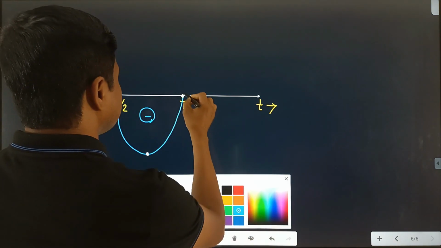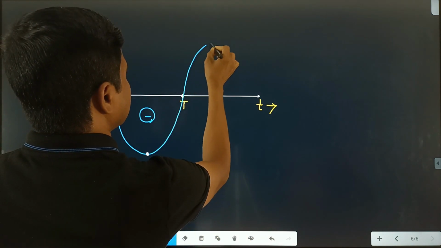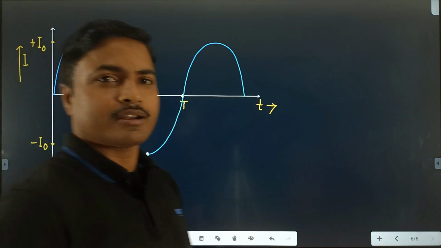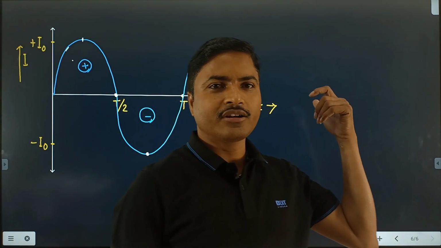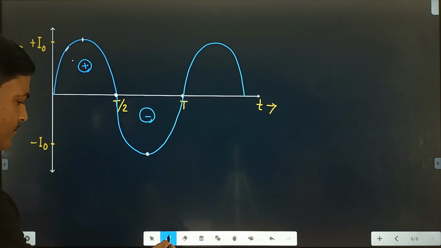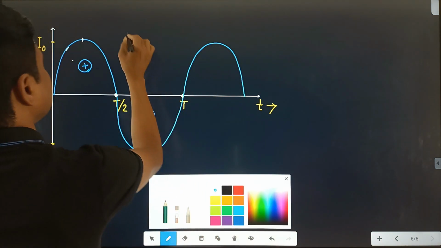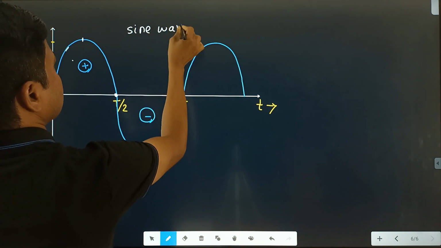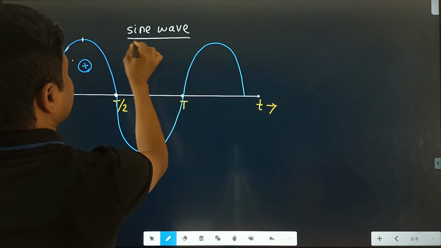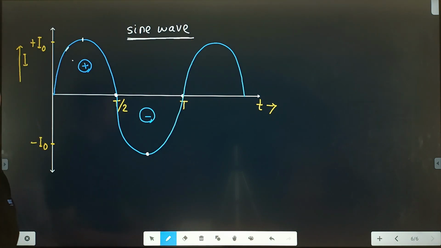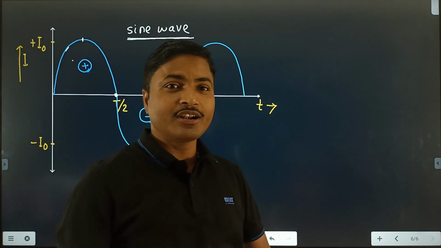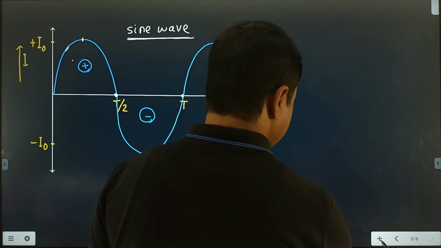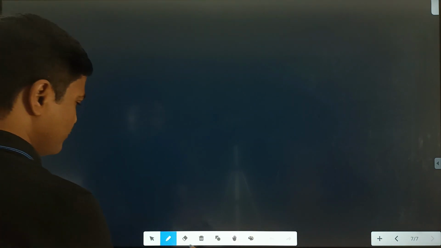Again this is the waveform, clear? And this is your alternating current. This type of waveform looks like a sine wave, clear? And different waveforms are there. Different waveforms of alternating currents are there. This is the first one, the sine wave.